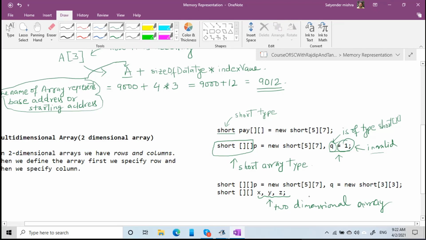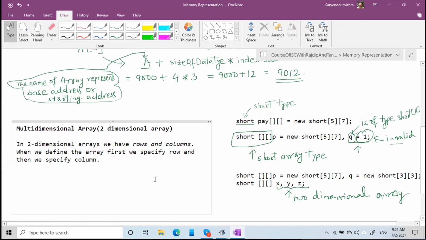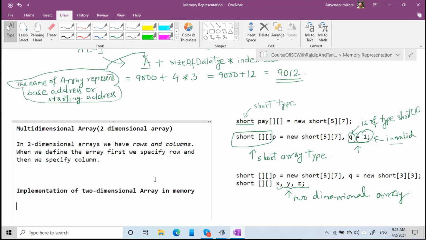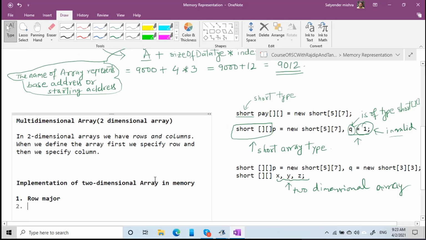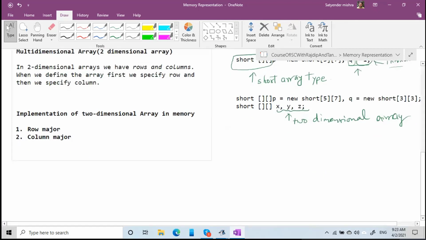So now we talk about the memory. The implementation of the two-dimensional array in memory. Let me talk about implementation of two-dimensional arrays. So there are two techniques here. Fine. One is called row major, and another one is called column major. Row major and column major. First, we need to understand that.